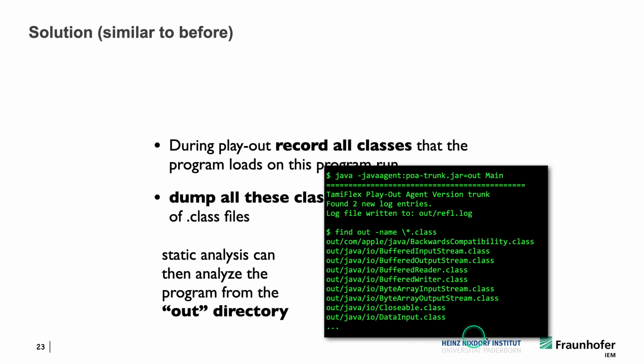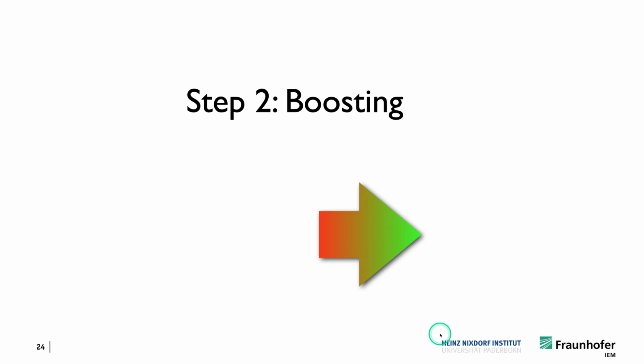And then the static analysis can simply analyze the program from this out directory, right? So we now have a guarantee that all the classes that matter, at least for this particular program run and this input, are contained in this directory. And we also have the information from the logging file. That's really all that the static analyzer needs to do its job. That's how playout works. In the next video, I will talk about another interesting component that helped us generalize the approach, and this is called boosting.